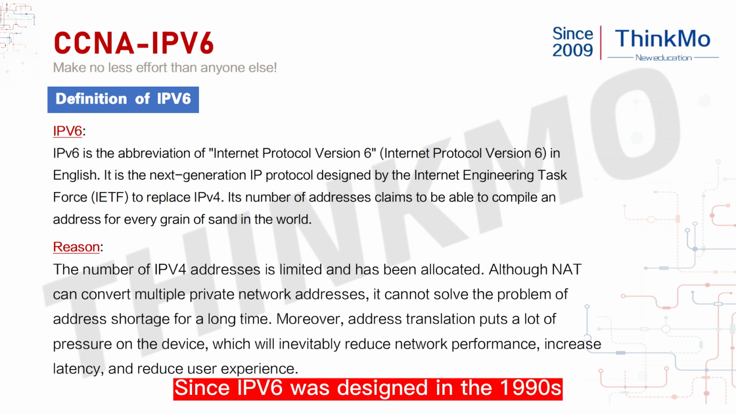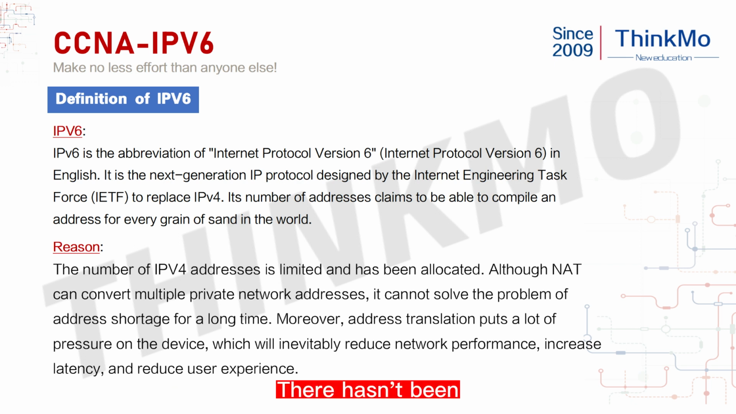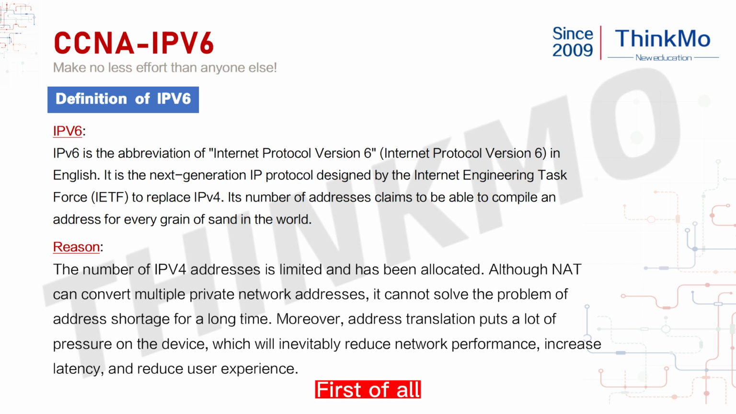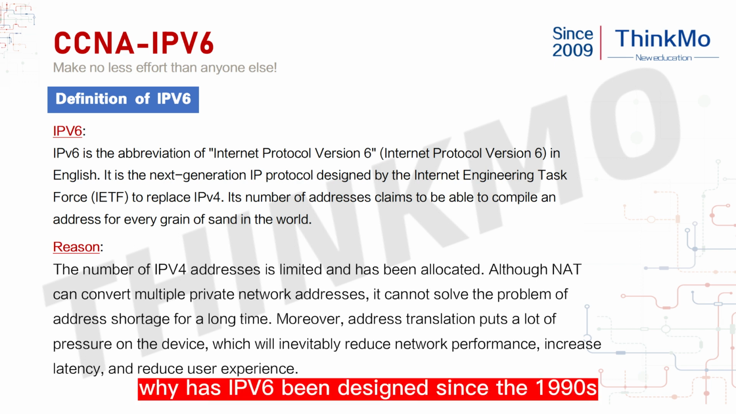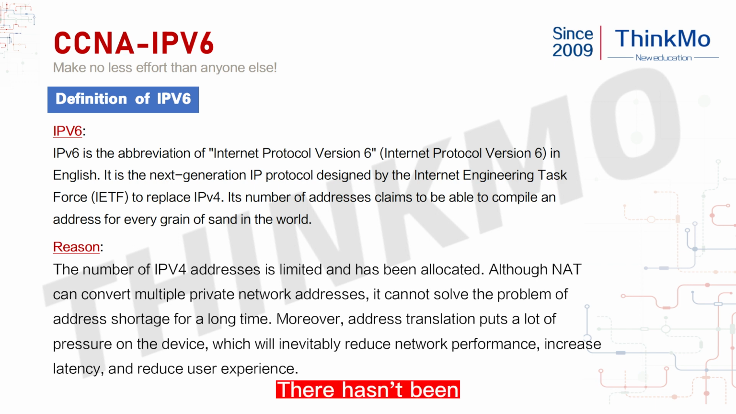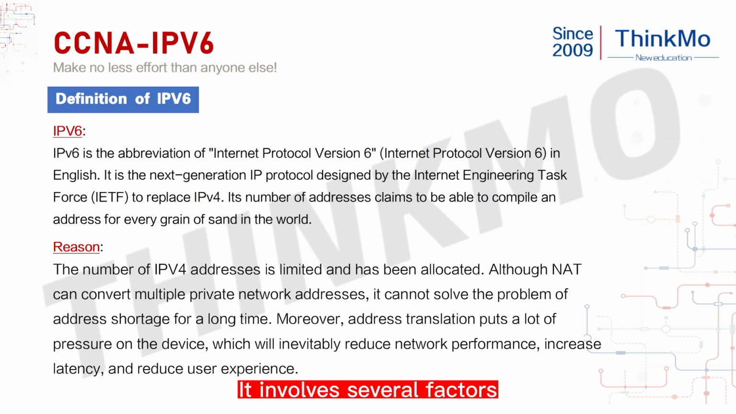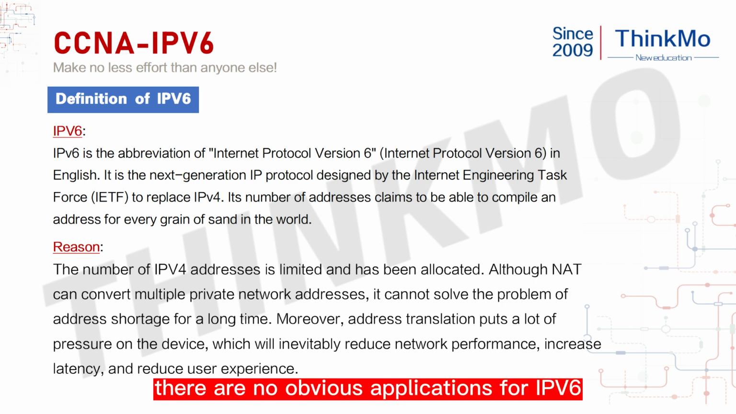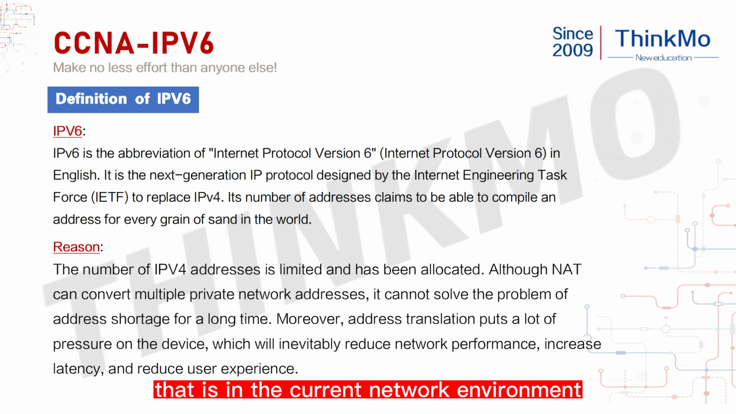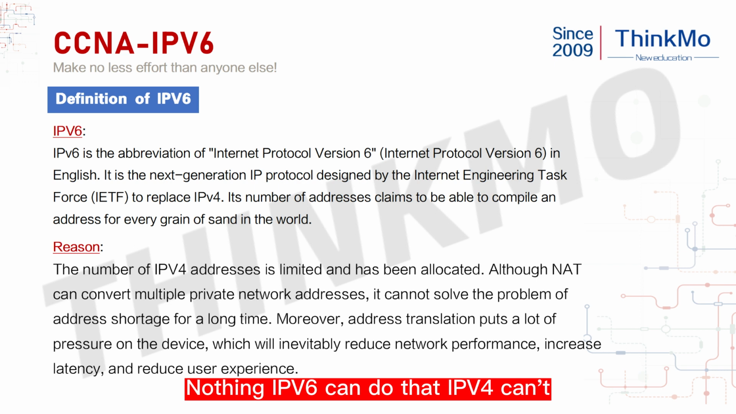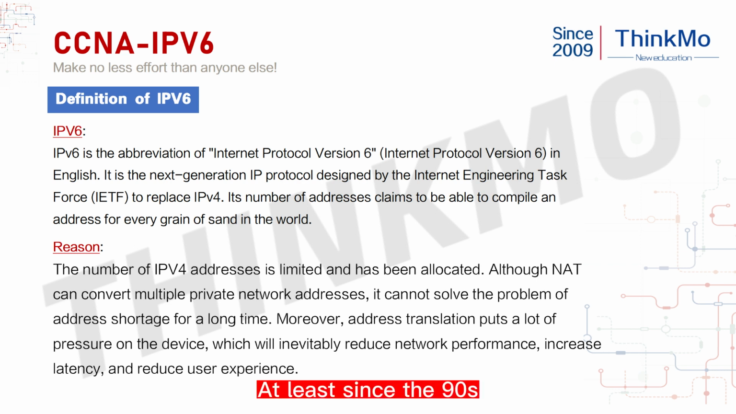Since IPv6 was designed in the 1990s, there hasn't been a complete transition to IPv6 yet. First of all, let's talk about why. Why has IPv6, designed since the 1990s, not yet been completely transitioned to? It involves several factors. First of all, there are no obvious applications for IPv6. That is, in the current network environment, there is nothing IPv6 can do that IPv4 can't, at least since the 90s.